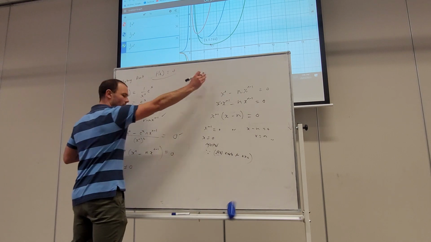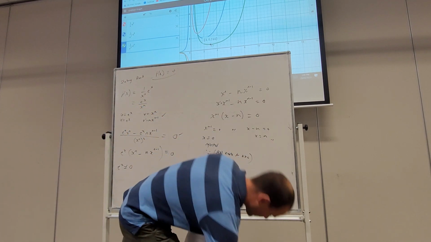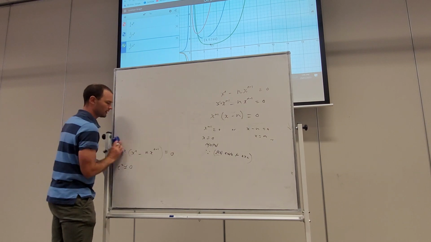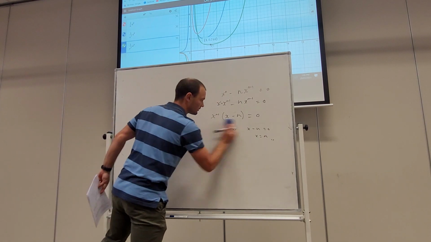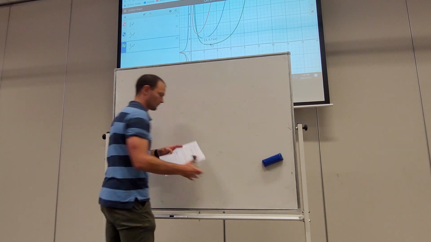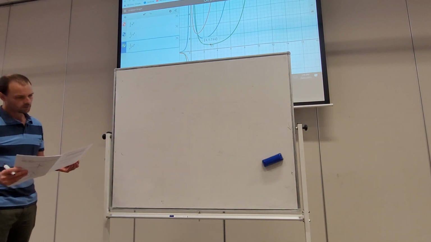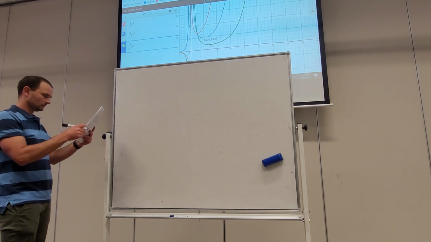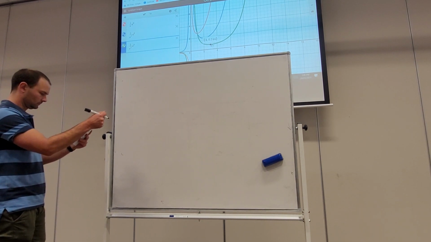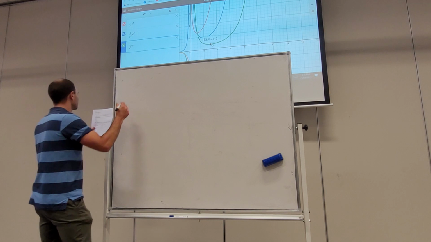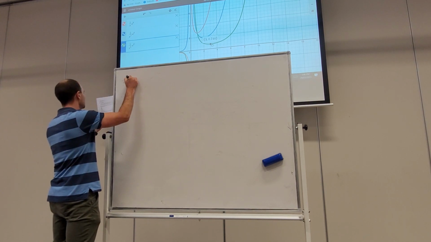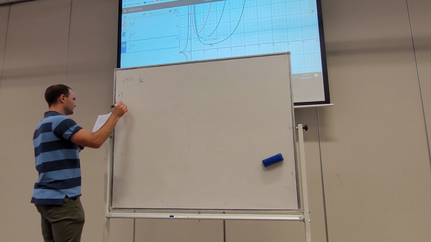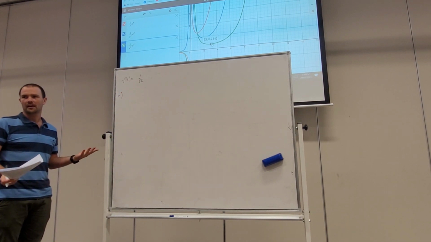All right, I'm going to clear the board. And we'll move on to question 3. We've done question 2, so we'll move on to question 3. All right. The function is 1 on root x. Part A. Find f dash of x.